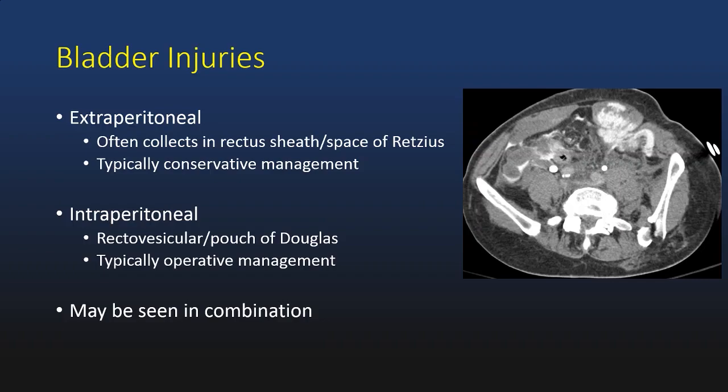Extraperitoneal bladder injuries often present with abdominal wall findings, typically with contrast from the bladder collecting in the rectus sheath or space of Retzius, and these injuries are typically managed conservatively with a Foley catheter.